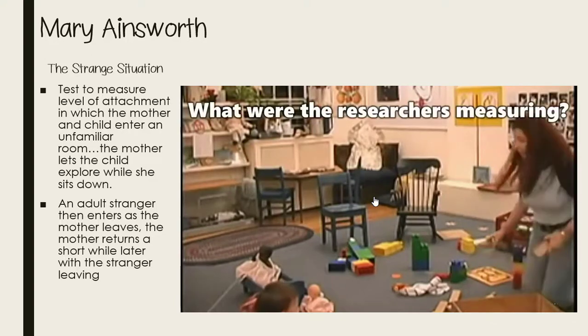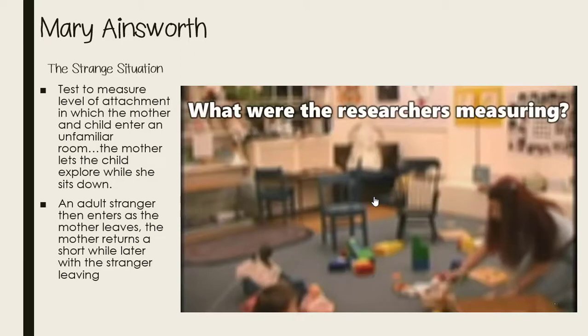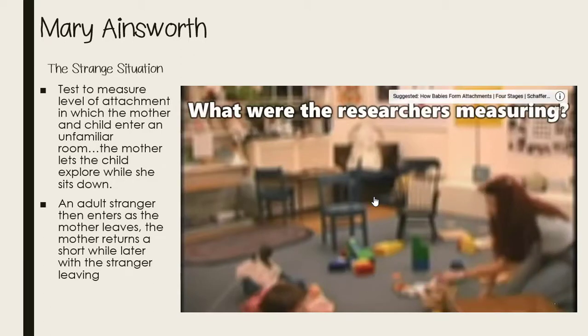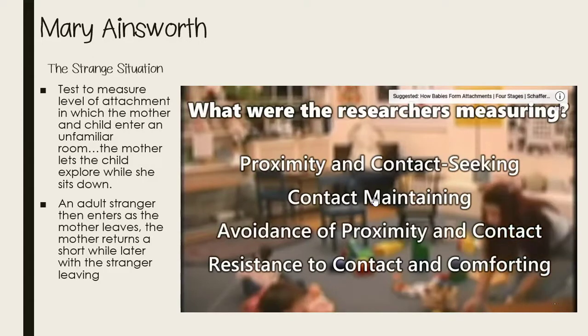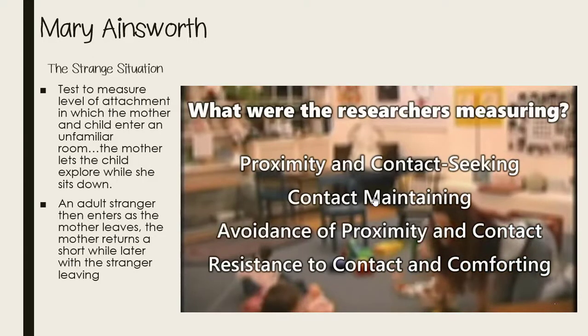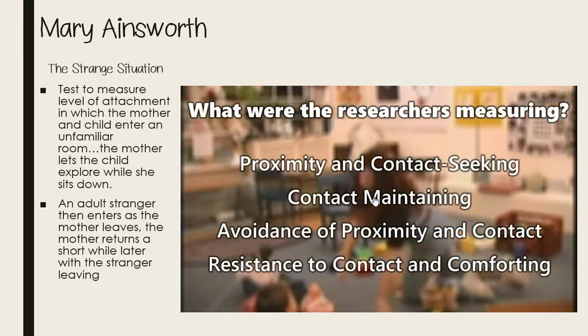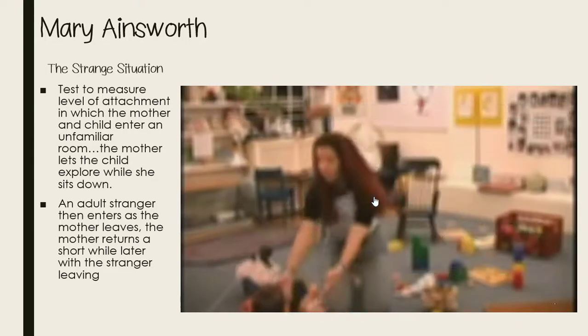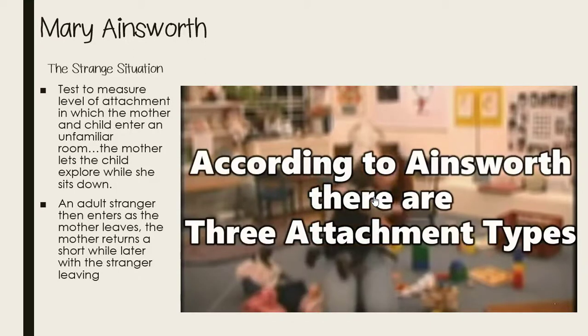So, what were the researchers measuring? When the mother was in the room with the baby, they scored the infant's behavior on 4 measures: proximity and contact seeking, contact maintaining, avoidance of proximity and contact, and resistance to contact and comforting. The baby's exploratory behaviors were also recorded as she explored the environment. Ainsworth reported that infants display one of 3 attachment types.